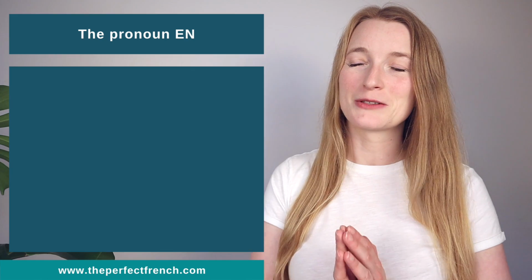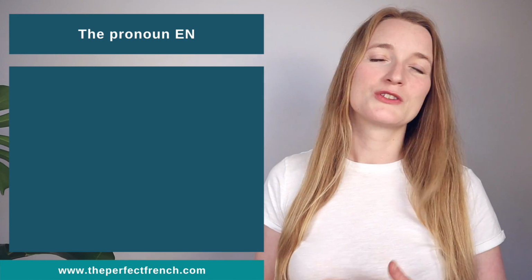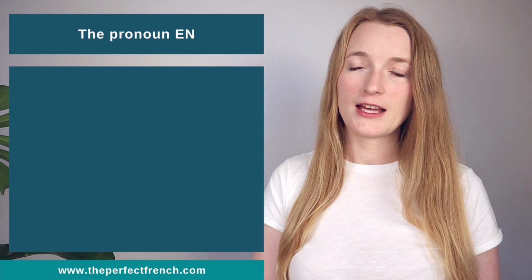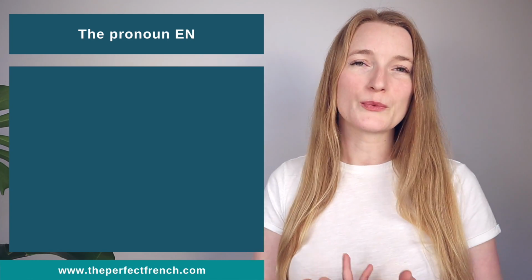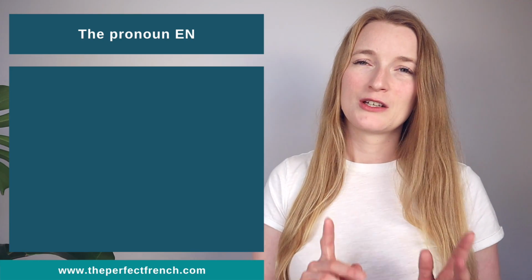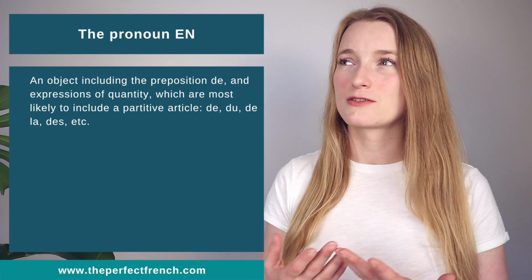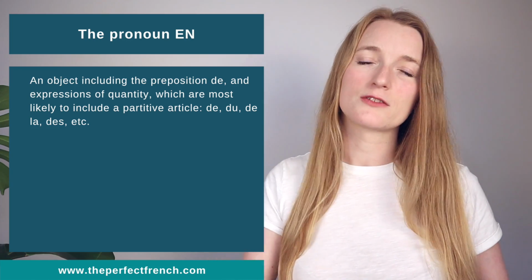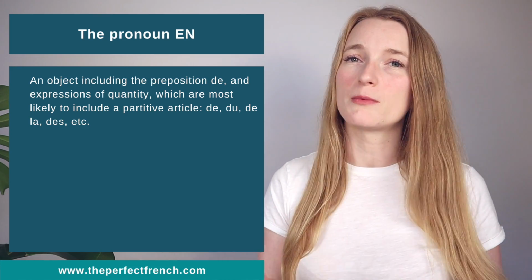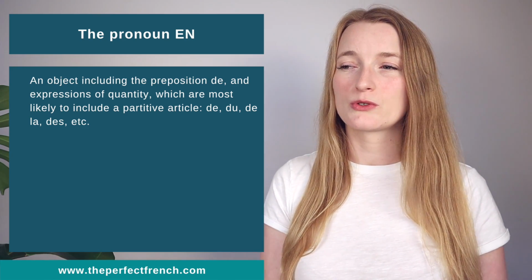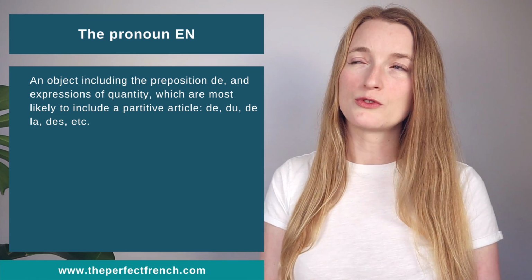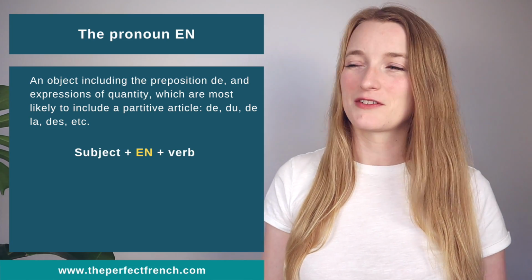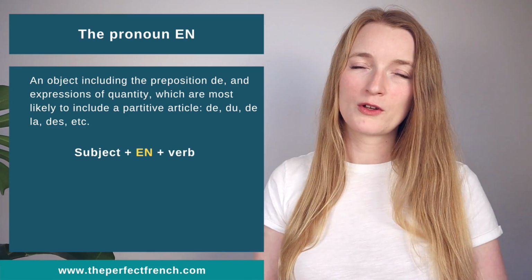Next point, the pronoun en. So we just saw that y is used to replace places and a group of words starting with the preposition à. For en, it's all about de. It can be the preposition de, an expression of quantity, because an expression of quantity is usually followed by de, and also the partitive articles: de, du, de la, de. So we are going to have subject plus en plus verb.